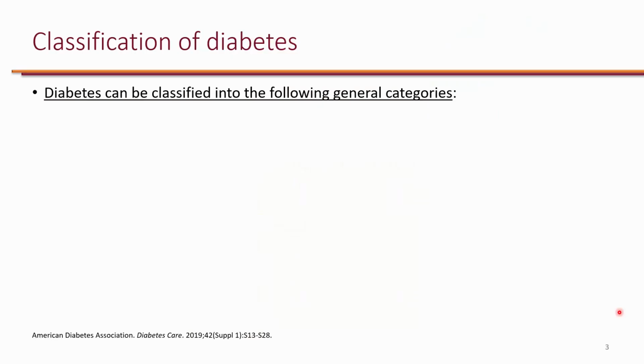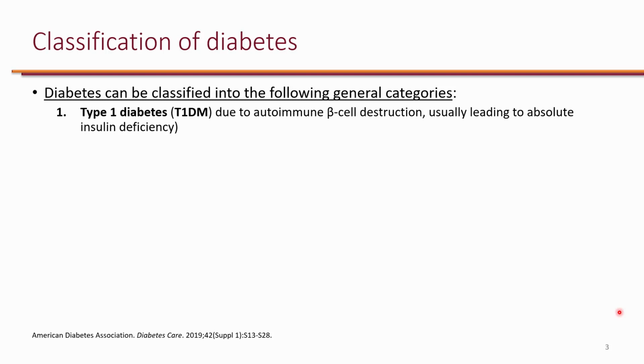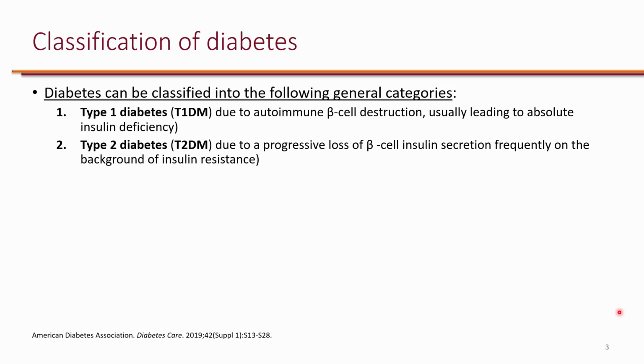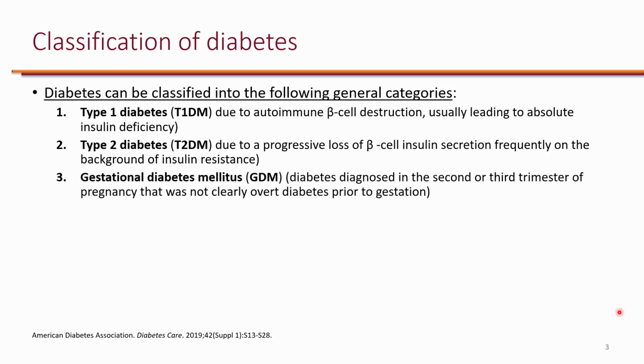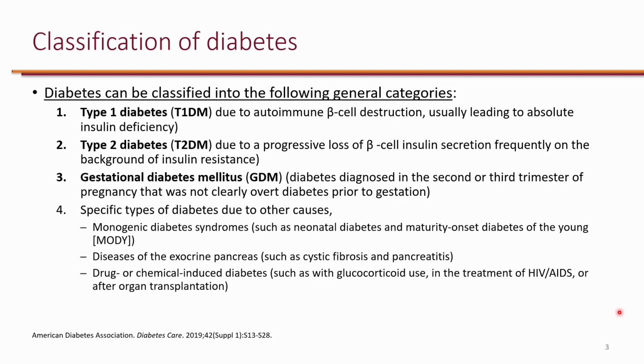Generally speaking, diabetes can be classified into four categories. There's type 1 diabetes, which is generally due to autoimmune beta cell destruction. There's type 2 diabetes, which is usually due to progressive loss of beta cell insulin secretion. There's gestational diabetes, and of course there are diabetes due to other causes. Traditionally, type 2 diabetes was thought to occur in adults and type 1 diabetes in children. However, that is no longer accurate, as both diabetes occur in both age groups. I will focus on type 2 diabetes.